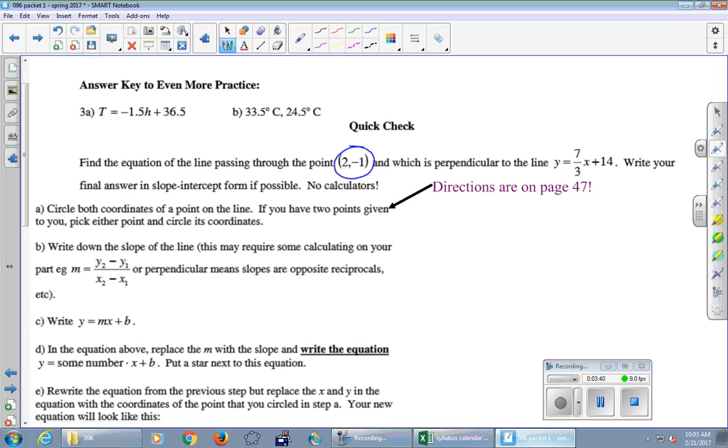We have the word perpendicular. And so you need to know something about perpendicular lines. What can you say about the slopes of 2 lines that are perpendicular? It's reciprocal and also opposite sign, right? 2 things, reciprocal and opposite sign. So let's write that. So this means opposite, reciprocal.